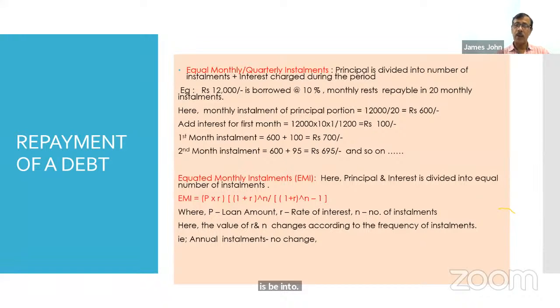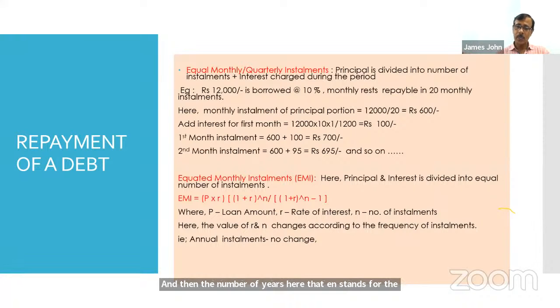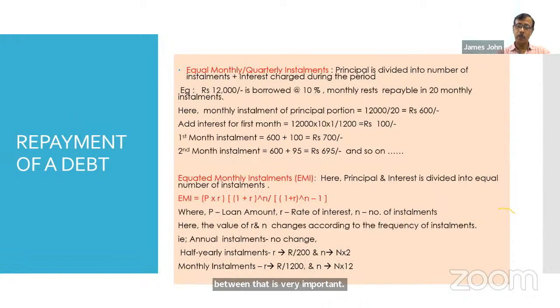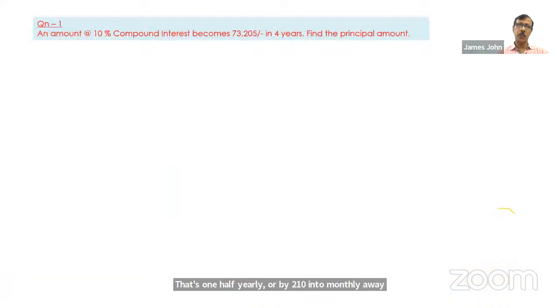Here, what is P, R, and N? You should know. P stands for the loan amount, R, the rate of interest, and N, the number of years. Here, the N stands for the number of installments. If it is equated monthly, you have to multiply N by 12, and rate you have to divide by 12. That is very important. So half yearly, R by 200, N into 2; monthly, R by 1200, and N into 12. Now we will solve some of these questions.